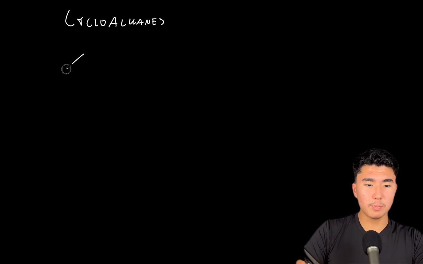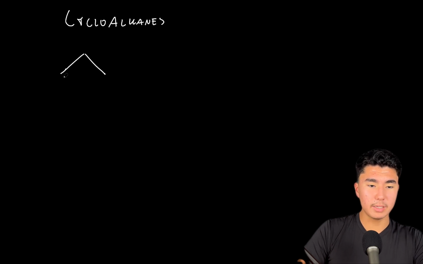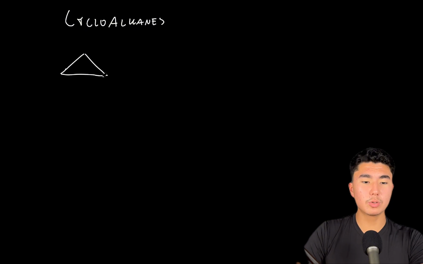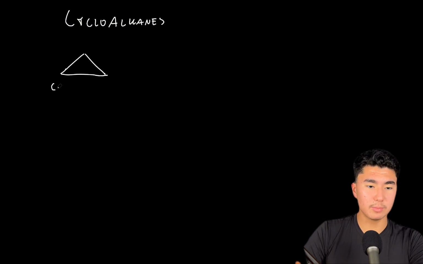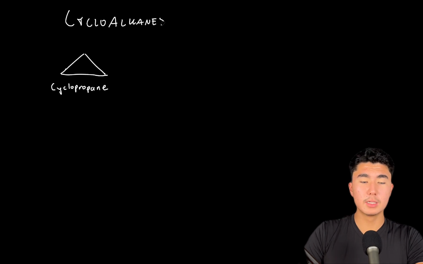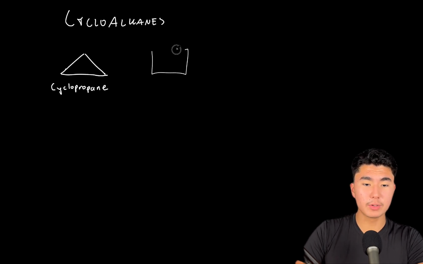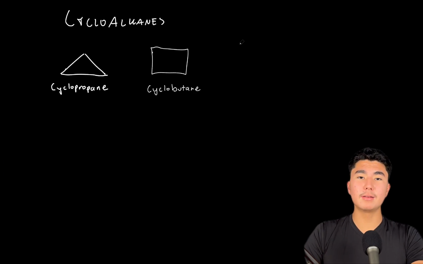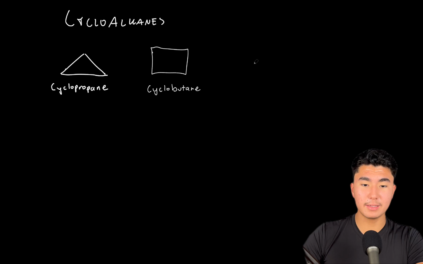So cyclopropane would be a triangle over here. We have 1 carbon, 2 carbons, 3 carbons, and this is going to be cyclopropane. Same thing for butane. We're going to have a square over here, 1, 2, 3, 4 carbons. So this is going to be cyclobutane. Then, like I'm sure you guessed, cyclopentane is going to be a pentagon now.